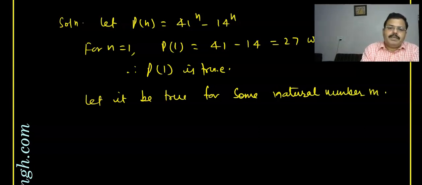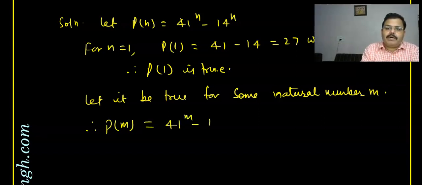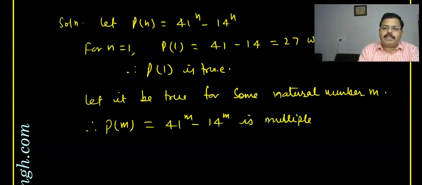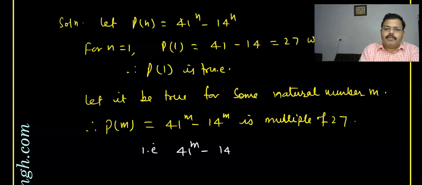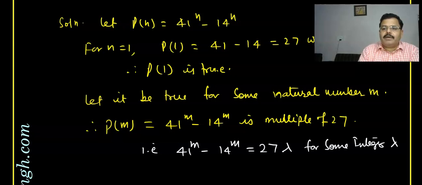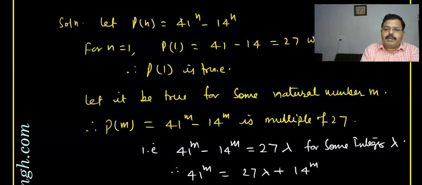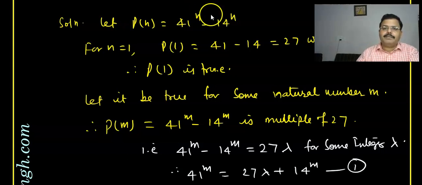That is Pm is equal to Pm. Therefore, Pm must be equal to 41 to the power m minus 14 to the power m is a multiple of 27. That means 41 to the power m minus 14 to the power m must be equal to 27 lambda for some integer lambda. And therefore, 41 to the power m can be written as 27 lambda plus 14 to the power m, and this is considered to be 1.